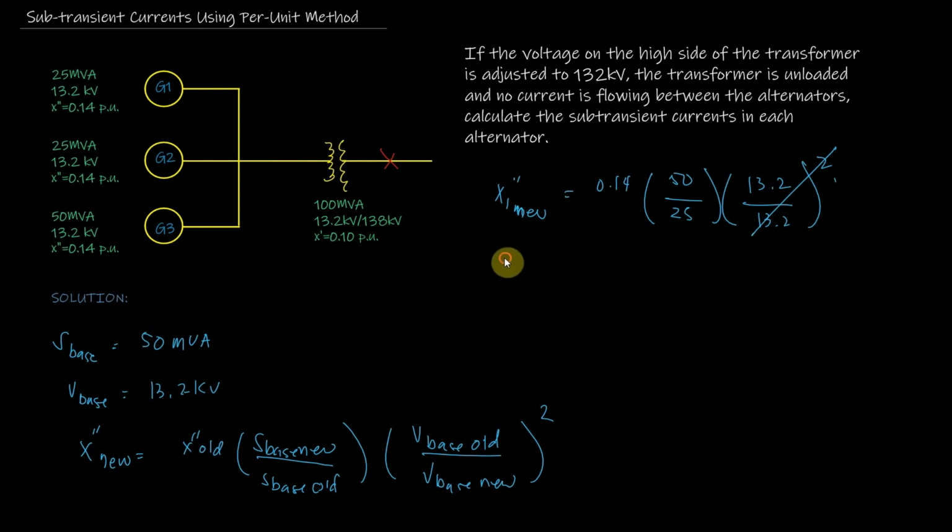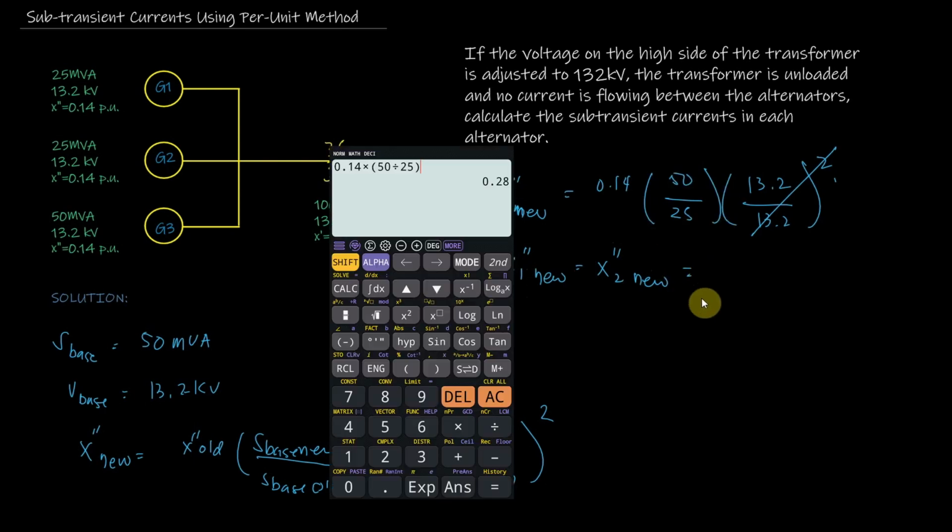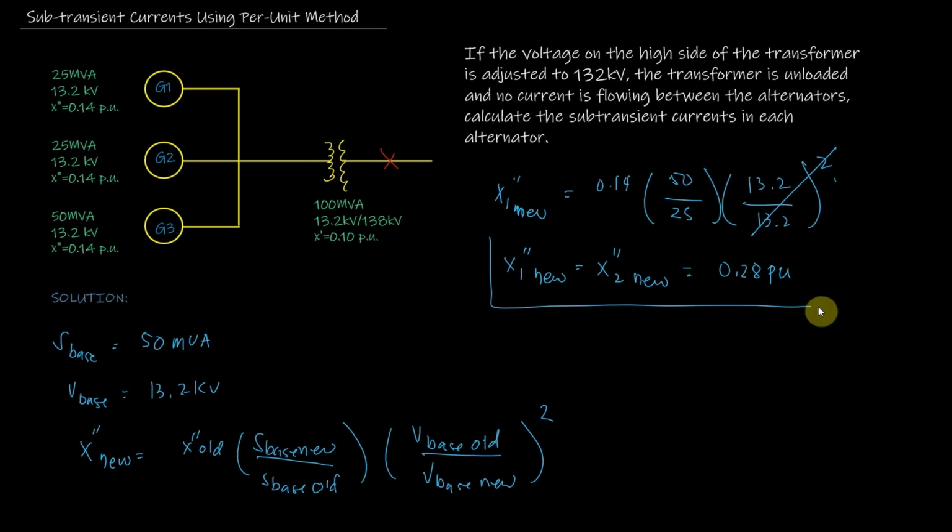Okay? So magiging x1 sub-transient new is equal to x2 sub-transient new is equal to, so pagka kinalculate natin yan, ang lalabas dyan ay 0.28 per unit. Okay? So, meron na tayong reactance para sa ating generator 1 at generator 2 based on the new base.